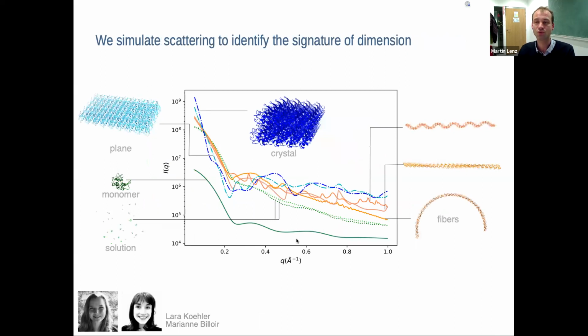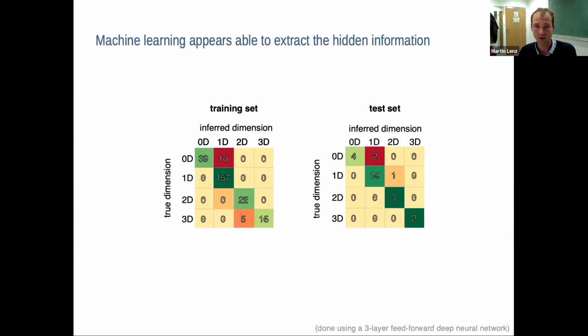And what we do next is we try to understand a little bit which features of the scattering signal actually encode this dimension of the aggregate. And so what we do is that we produce a bunch of fictitious aggregates inside the computer and simulate scattering off of them. And the question is, if you train a machine learning algorithm to recognize a fiber versus a crystal, will it be able to recognize them in a general situation that you haven't trained them for? And indeed, that appears to be the case.